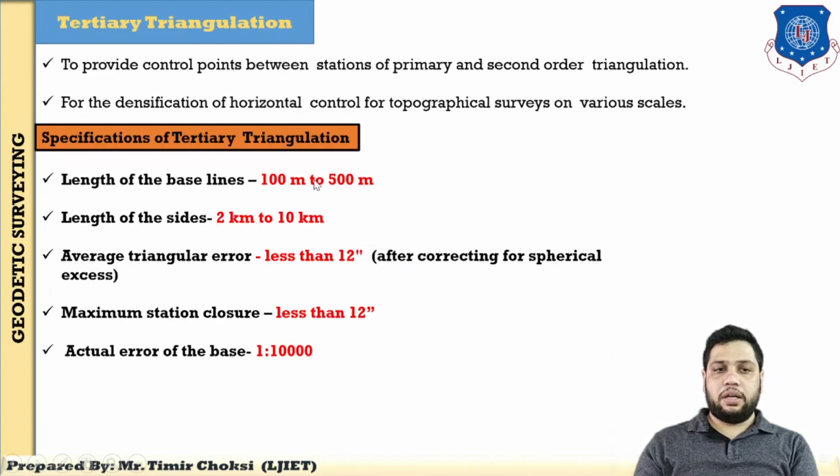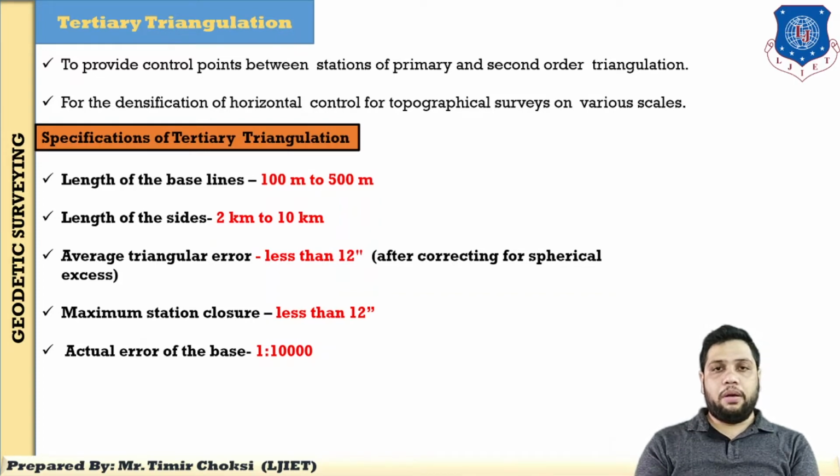Now third, tertiary triangulation. It provides control points between the stations of primary and secondary order triangulation. Tertiary triangulation is also called third order triangulation. This triangulation is used for finding horizontal control points as well as horizontal control for topographical surveys on various scales.